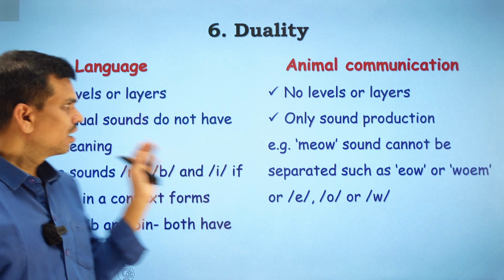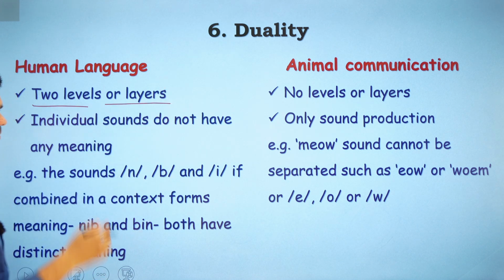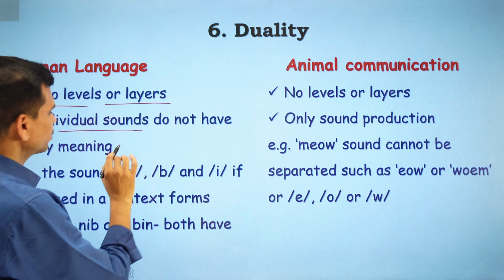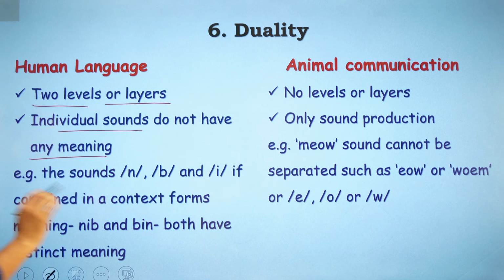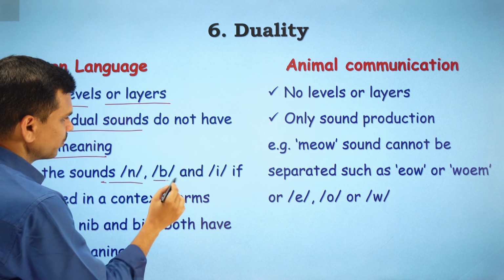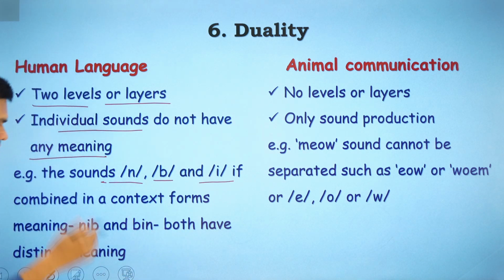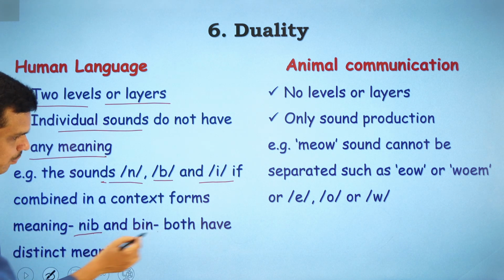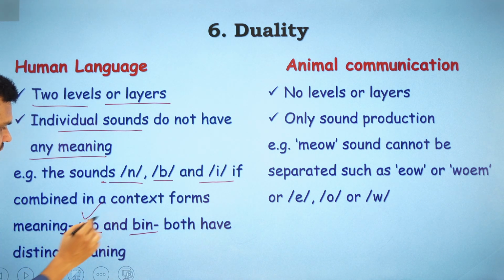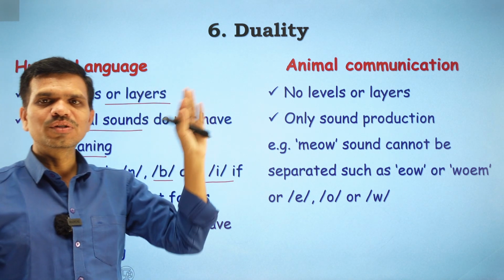In duality we find that we have two levels or two layers of human language. For example, we have individual sounds which do not have any meaning, and when we use these sounds in a particular combination, for example n, b and i sounds, in combinations like nib and bin, we have two words, and both have distinct meanings. This is the duality, or layers or levels, of language.